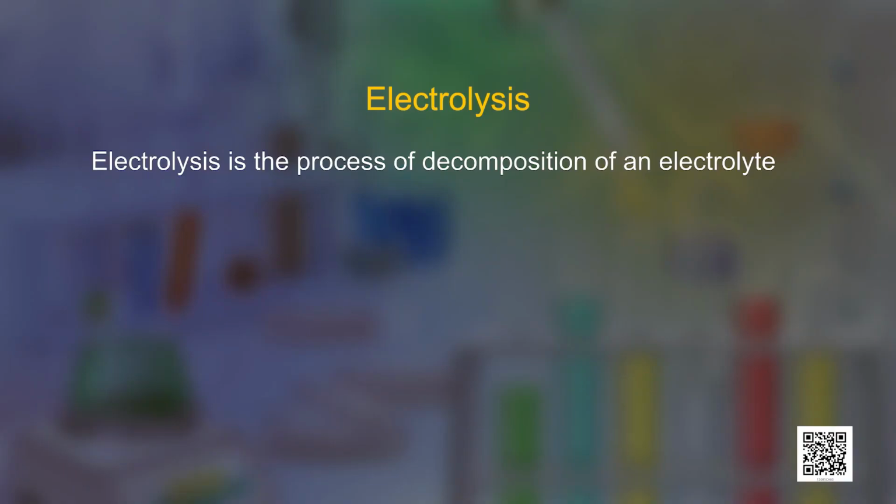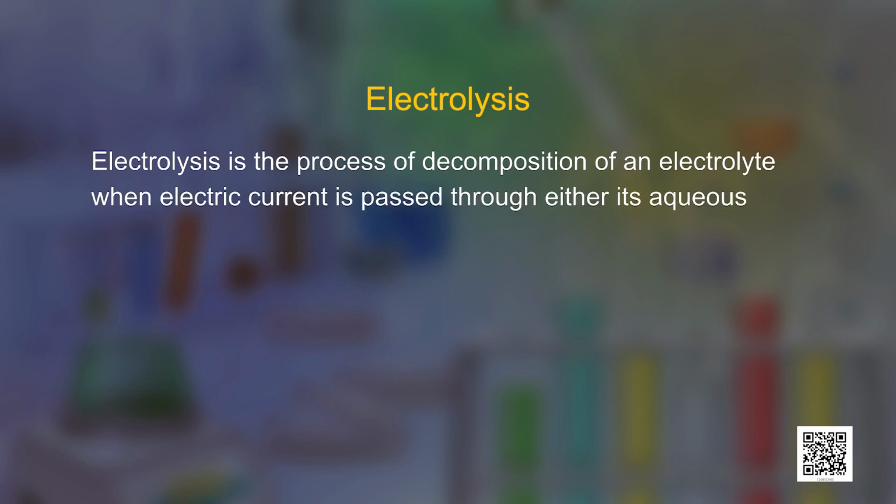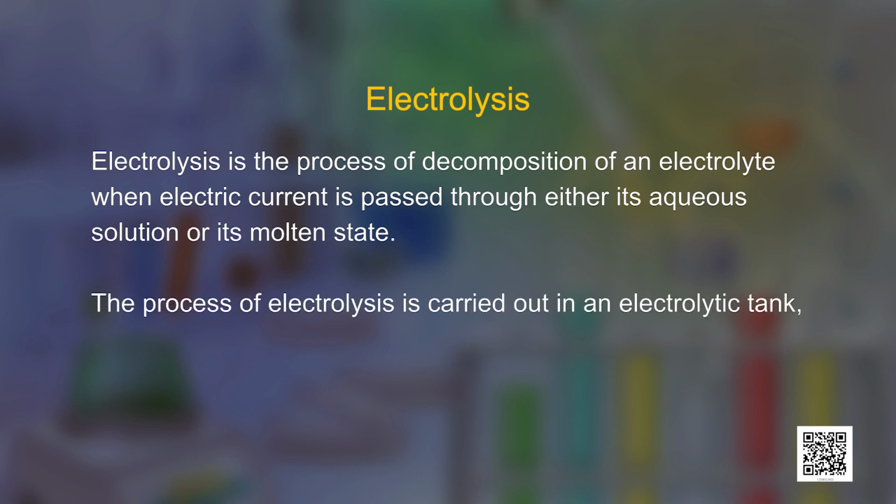Electrolysis is the process of decomposition of an electrolyte when electric current is passed through either its aqueous solution or its molten state. The process of electrolysis is carried out in an electrolytic tank which is non-conducting in nature. We understand that electrolysis causes dissociation of the electrolyte into ions, which are directed towards the oppositely charged electrodes, where they either undergo oxidation by losing electrons at the anode or reduction by accepting electrons at the cathode.